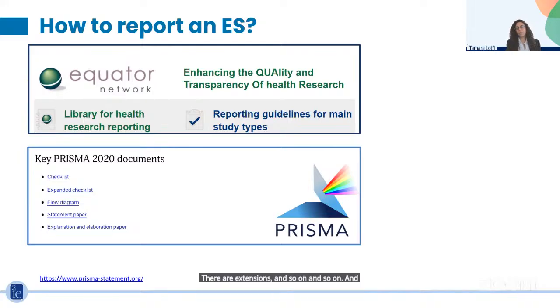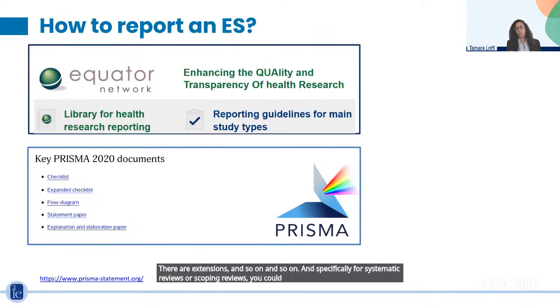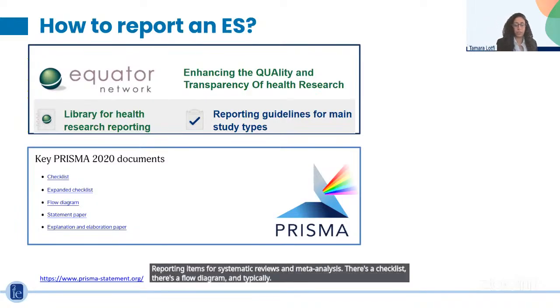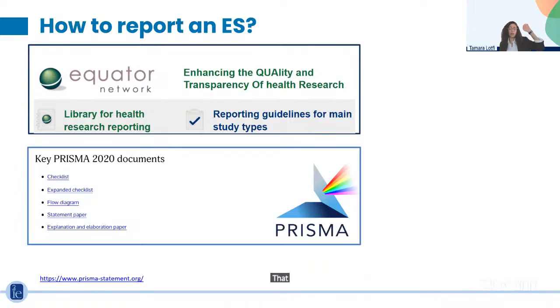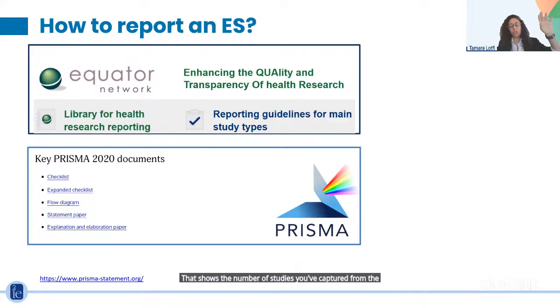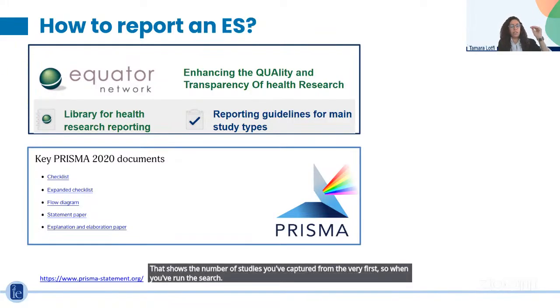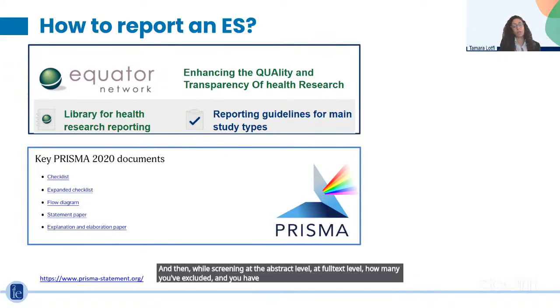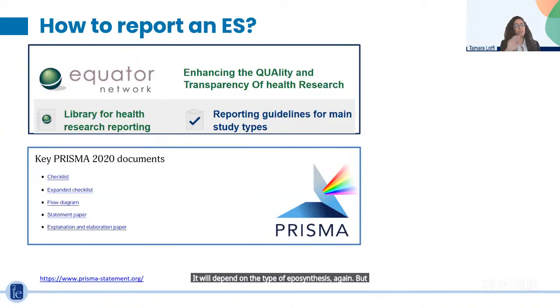And specifically for systematic reviews or scoping reviews, you could go to PRISMA, which stands for Preferred Reporting Items for Systematic Reviews and Meta-Analysis. There's a checklist, there's a flow diagram, and typically when you're conducting a systematic review and most of evidence synthesis, you will present a flow diagram that shows the number of studies you've captured from the very first, so when you've run the search, then how many citations you've removed, for example, because they're duplicates, and then while screening at title abstract level, at full text level, how many you've excluded, and you have to be transparent about why you're excluding, and so on and so on. It will depend on the type of evidence synthesis again, but you have to be very transparent about them.